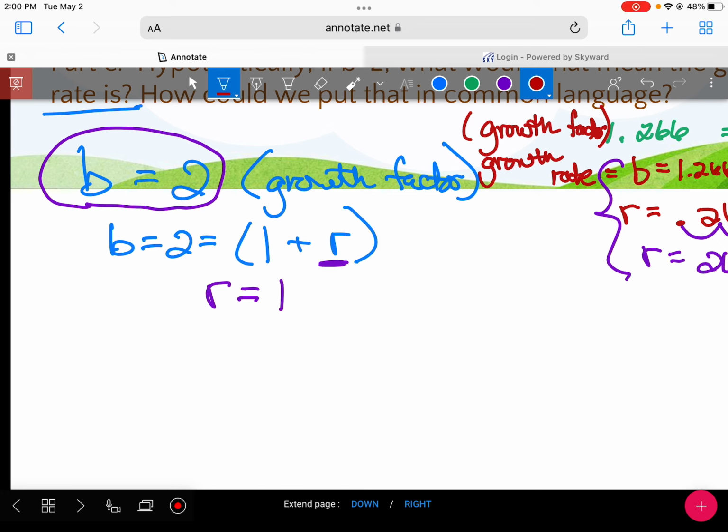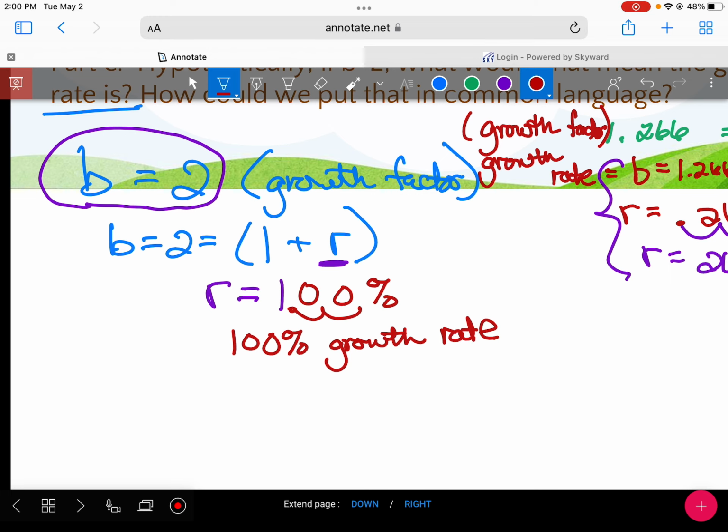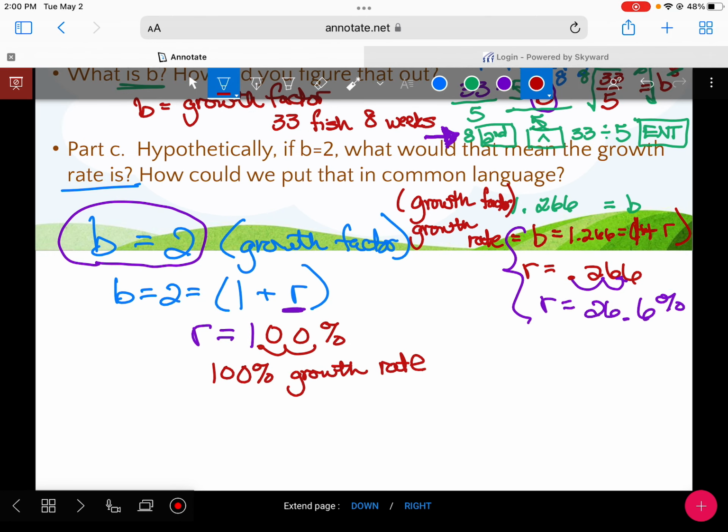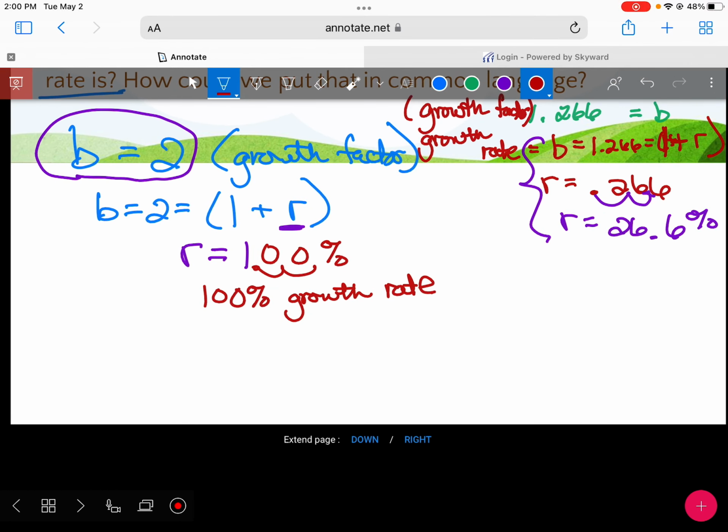It is not 1%. If you're talking about one whole item, yes, you move it 2 places. The decimal point follows at the end of a whole number. 2 places to the right, you're talking about a 100% growth rate. And then it says, what does that mean in common language?